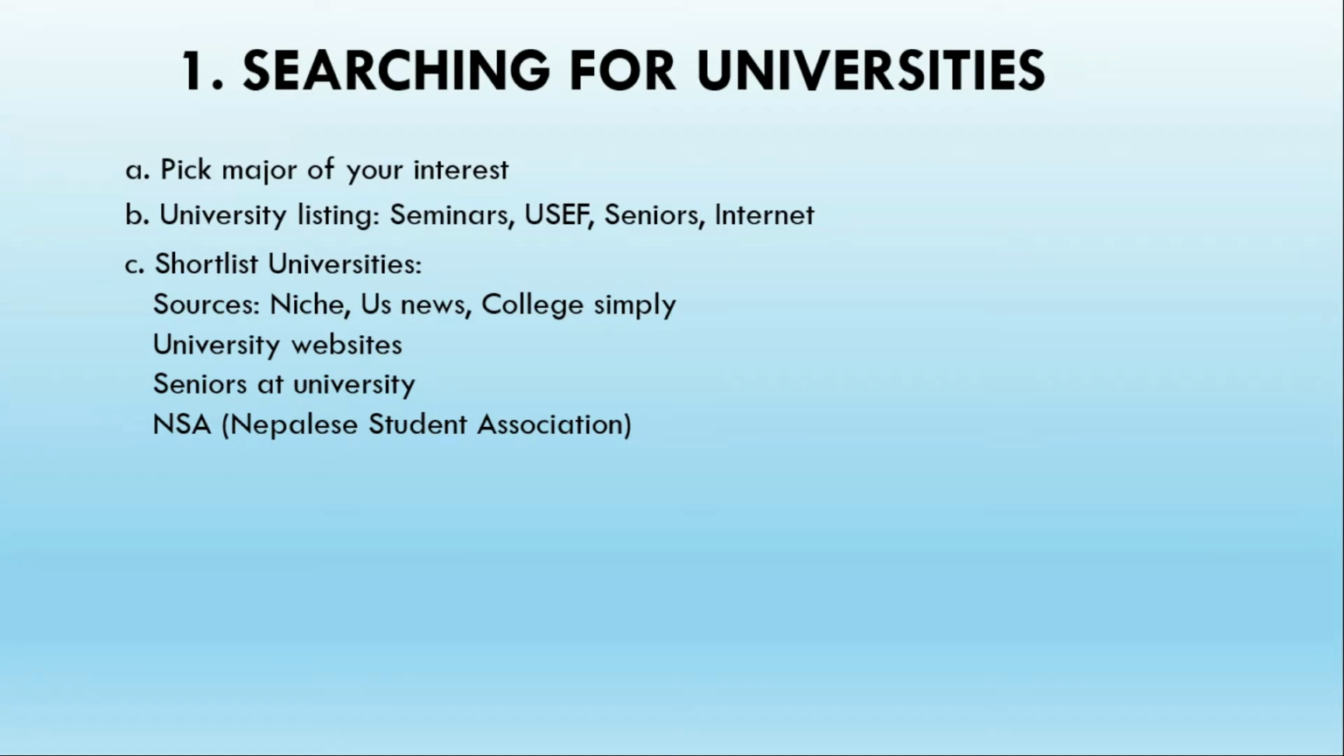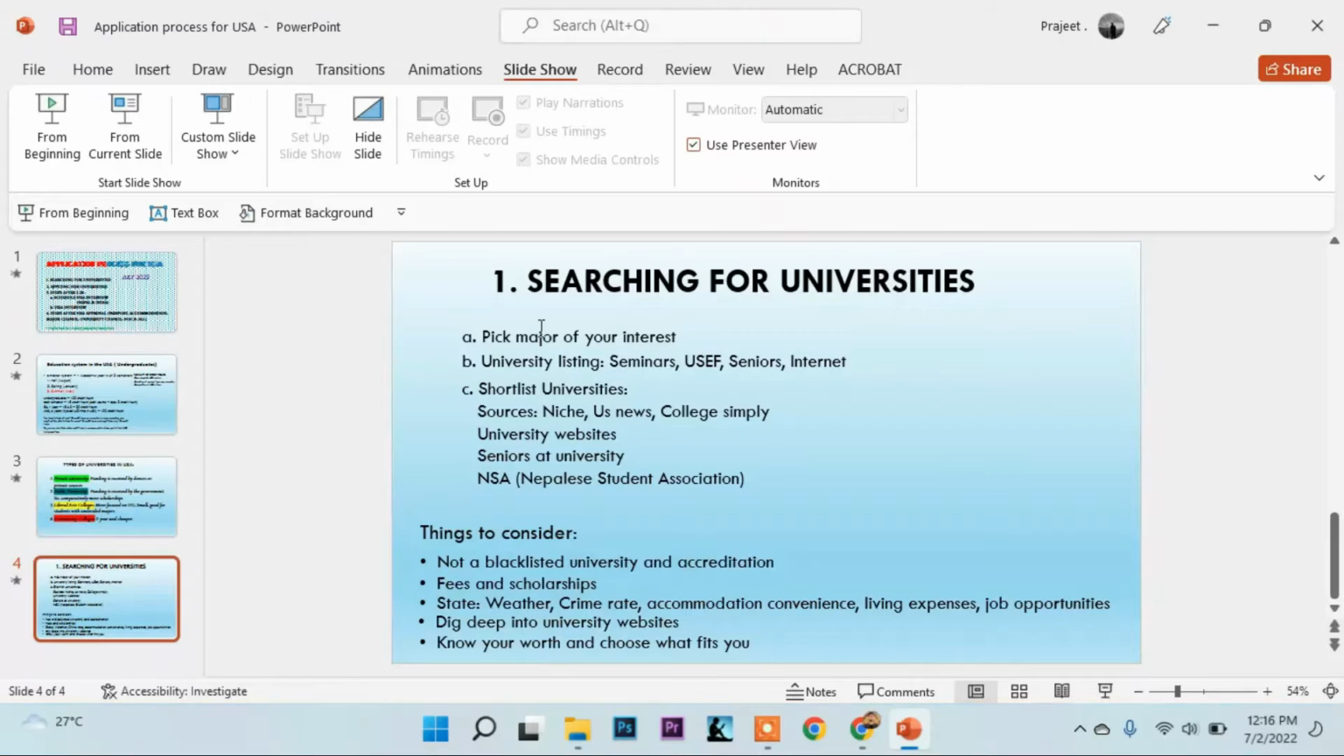Once you have a list of universities, how do you shortlist them, how do you shrink the number to 5 to 6? Let's say you have made a list of 50 universities, and you want to shrink down to 6. You can again use a variety of online resources. The first one is websites like Niche, US News, or College Simply. Let me give you one simple demonstration.